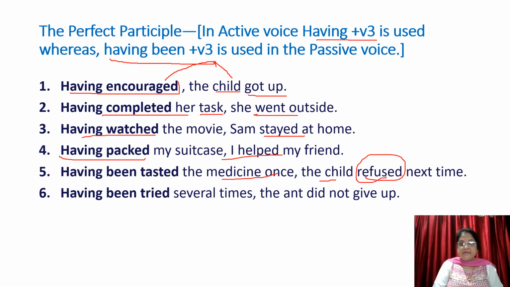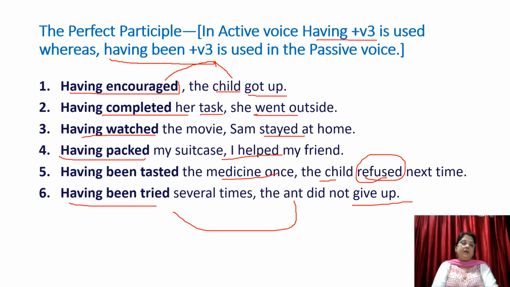Having been tried several times, the ant did not give up. Having been tried. Now this is perfect participle and is telling more about this ant's action of trying, isn't it? She did not give up. Give up is the main verb. So this is about perfect participle.